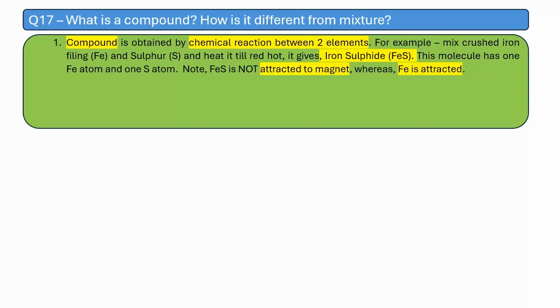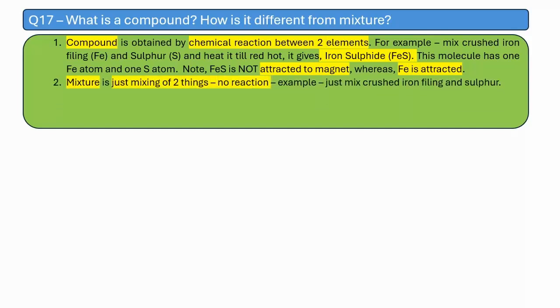Okay, this is a molecule which has one iron atom and one sulfur atom, and the compound thus obtained, iron sulfide, does not get attracted to a magnet, whereas the iron, which is Fe, is attracted to a magnet. Okay, so a compound has different properties from the element. So a compound is a substance obtained by the chemical reaction between two elements, and elements are nothing but atoms.